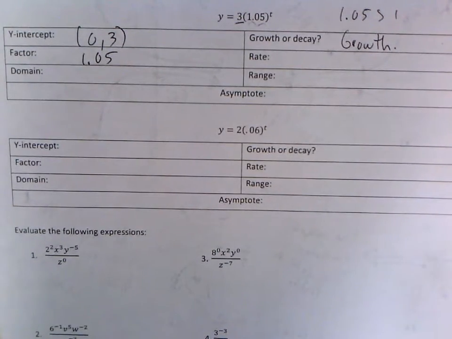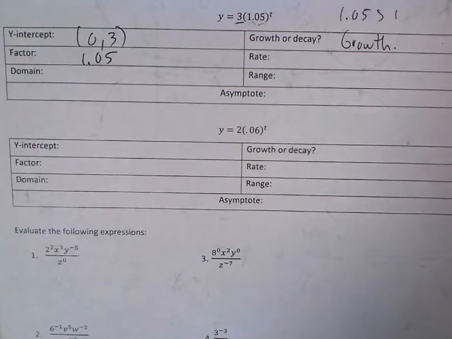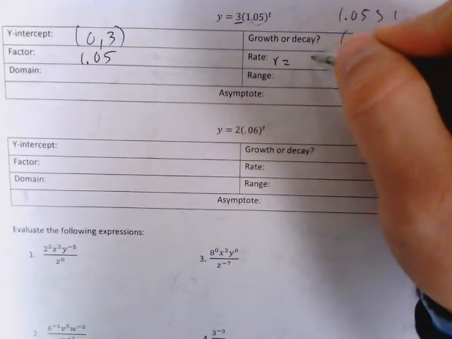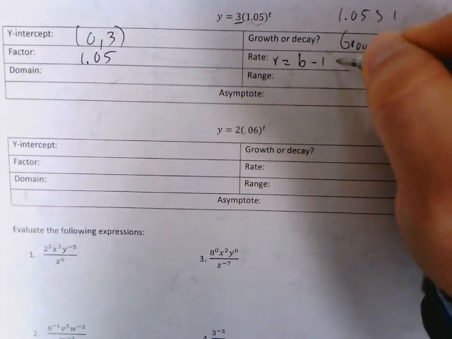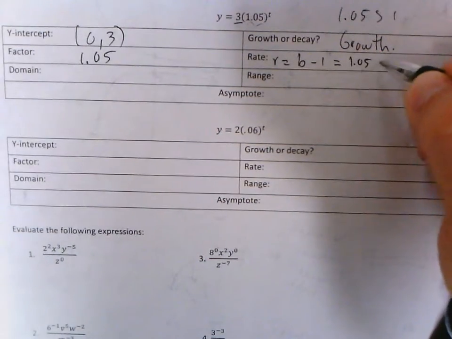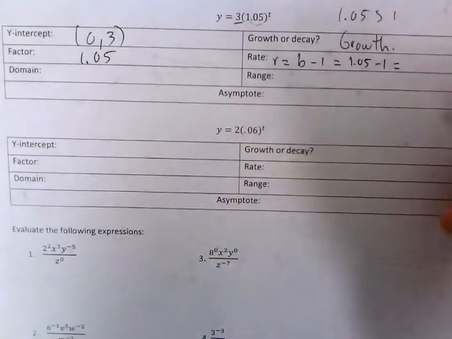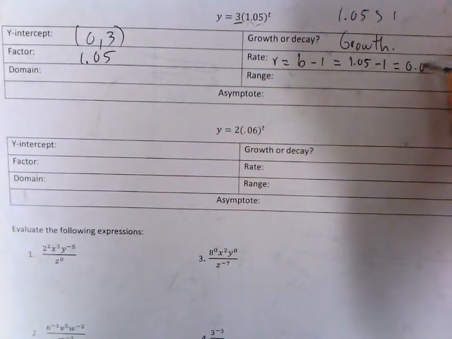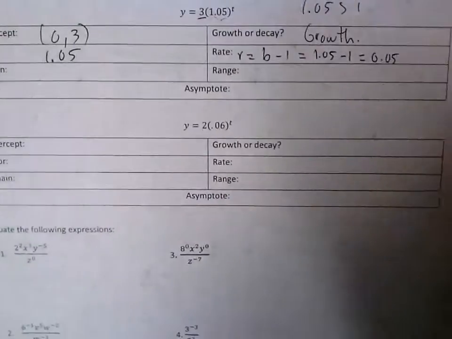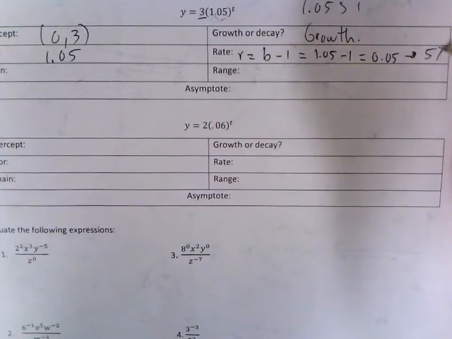A factor and a rate. The rate is a percentage by which the graph is increasing or decreasing. So because we know that b is greater than 1, we use the equation b minus 1 to find the rate, which will be equal to 1.05 minus 1, which is equal to 0.05. But that as a percent is just 5%. This is 5%.